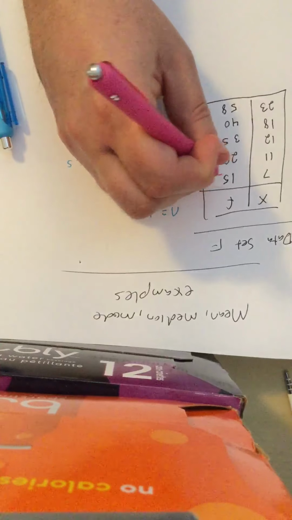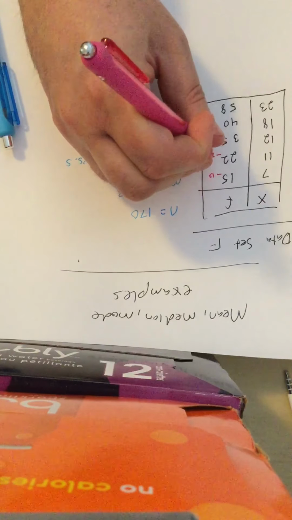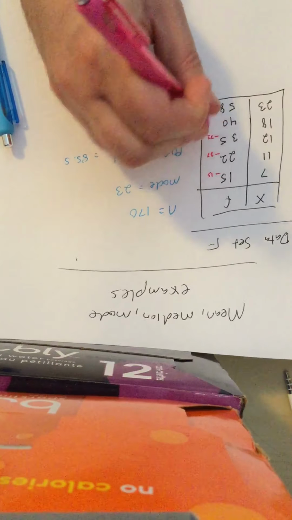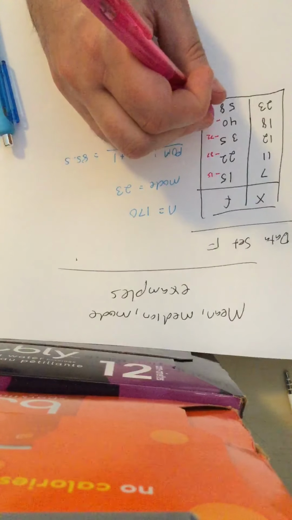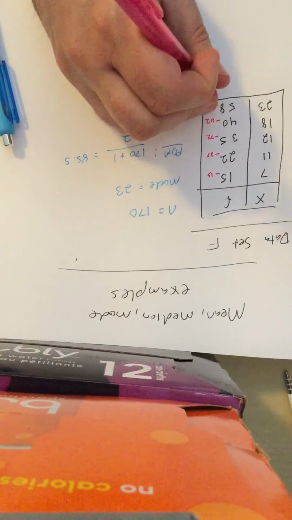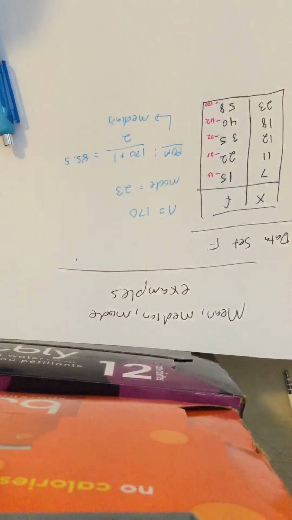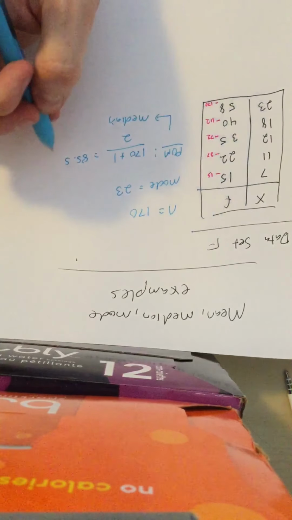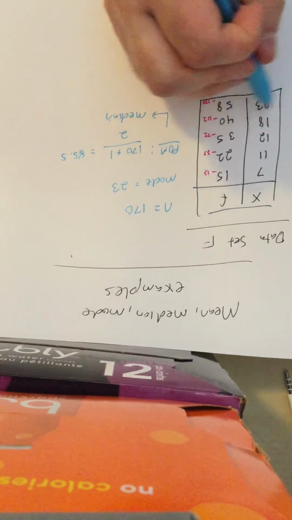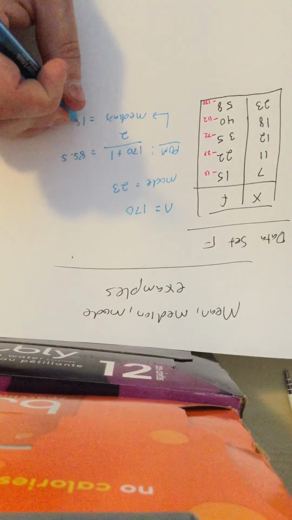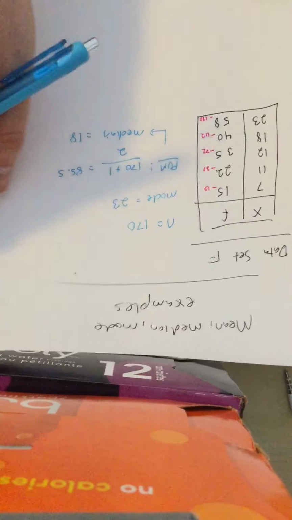So remember, at the end of this we're at 15, at the end of this we're at 37, at the end of this we're at 72, at the end of this we're at 112, and at the end of this we're at our 170. So the 85th number is going to be in this zone over here, and so our median is actually going to be 18.